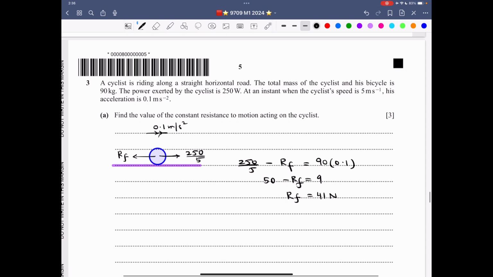Question number 3. Now it says a cyclist is riding along a straight horizontal road. The total mass of cyclist and his bike is 90 kg. The power exerted is 250 watt. At the instant when the cyclist speed is 5, his acceleration is 0.1. So it's an application of F equals ma, and power over velocity is the force produced by the engine. So 250 over 5, that is the force. This is RF, resistive force, mass into acceleration, that is 90 into 0.1. Simple calculation, even without a calculator, RF is 41.